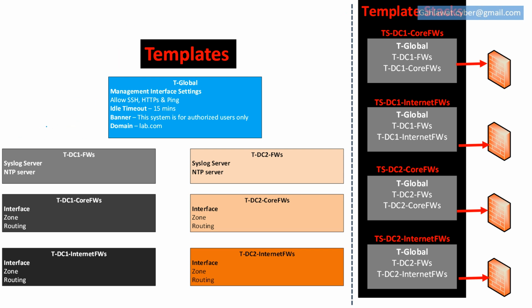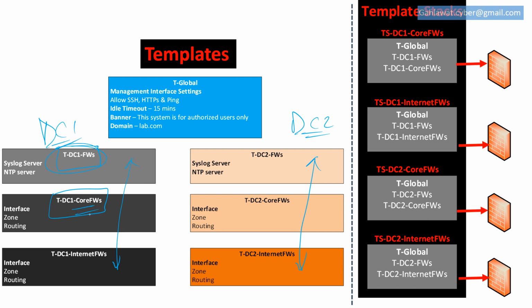So this can be considered as global settings for all the 4 firewalls. Then for DC1, we will have these 3 templates, and for DC2, we will have these 3 templates. So now let's say DC1 has a dedicated syslog server, NTP server, or some other settings, then those can be mapped to an individual template. Let's name it T-DC1-firewalls.